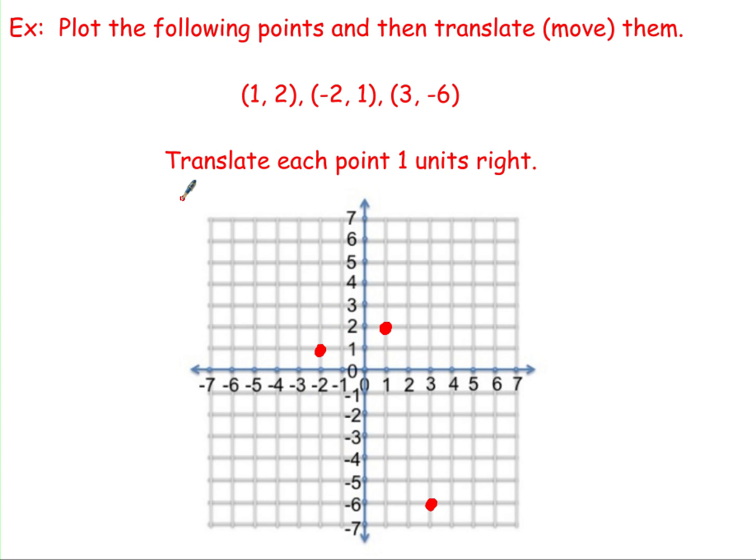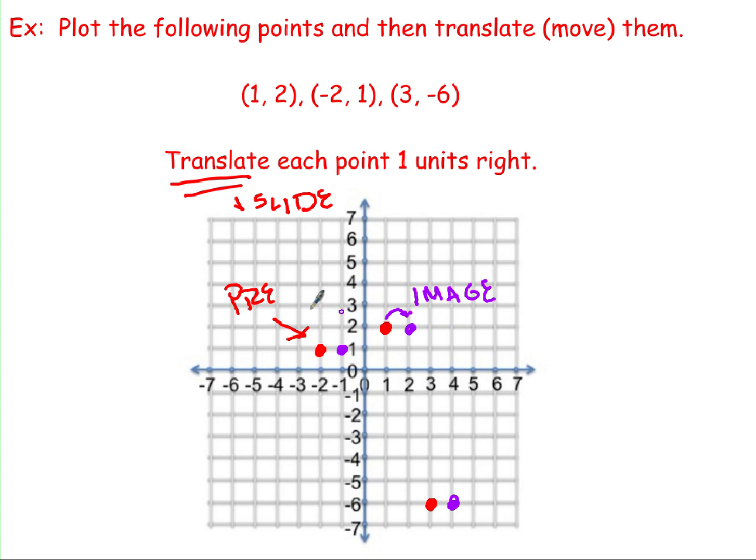By asking me to translate each point one unit to the right, because it says translate, that means I'm going to slide each point one unit to the right. So I'm taking each point and moving it one to the right. This point, I'm going to slide one over to the right. Right here, one to the right. And then this one, one to the right. These purple images, after my translation, would be my image. The original points, these red points right here, are known as the pre-image. And the purple points are now my image.